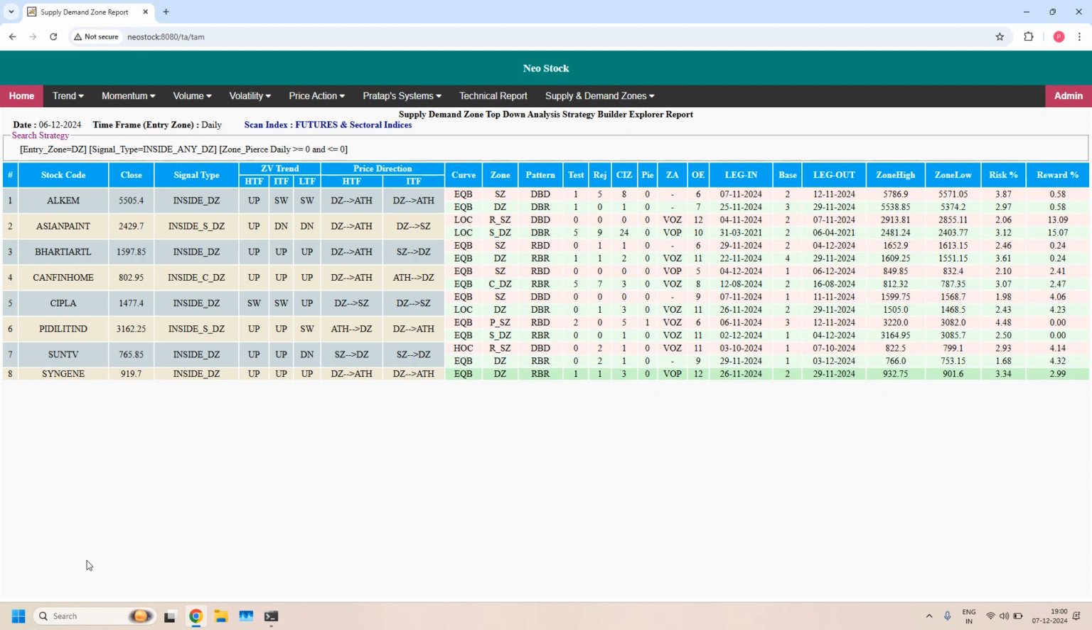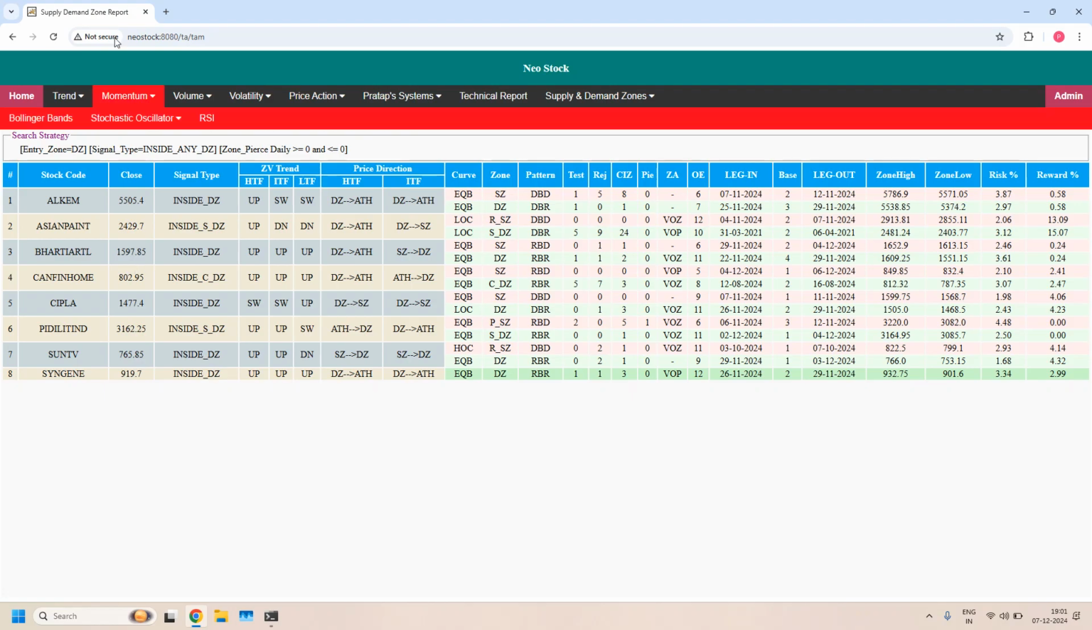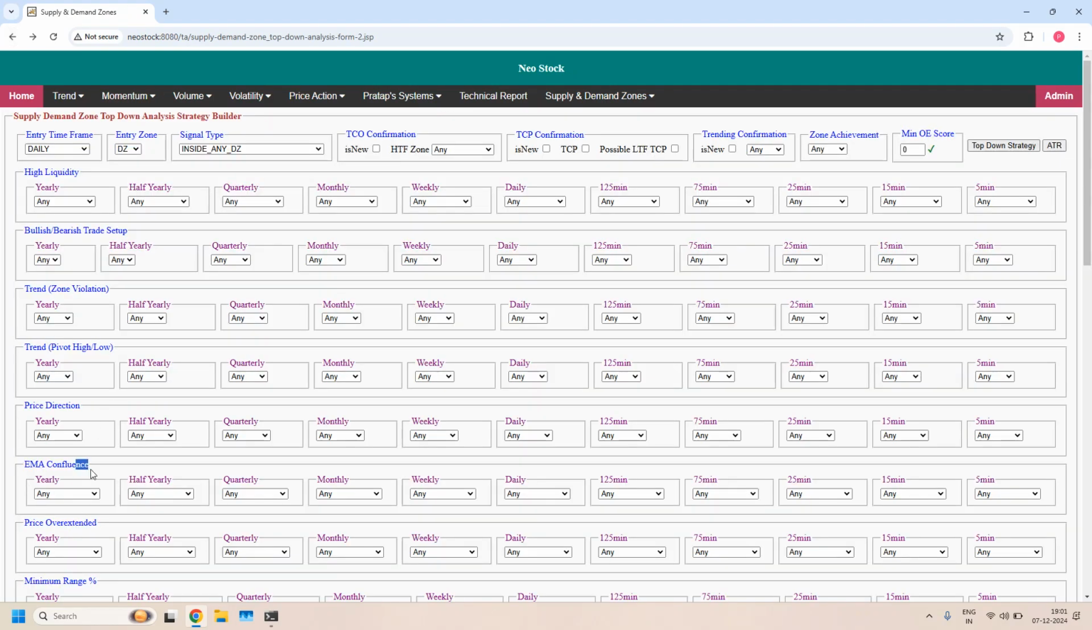Set up supported zones based on EMA Confluence. Because these are all the daily demand zones, you need to look for daily demand zones having daily EMA Confluence. So in the EMA Confluence, at the daily time frame, I am enabling the filter daily demand zone having daily EMA Confluence. But this EMA Confluence should be used only in the trending market, not sideways. So that's why in the trend calculations based on zone violation at a daily time frame, I am selecting trend as up or down. Then only this stock should be filtered.